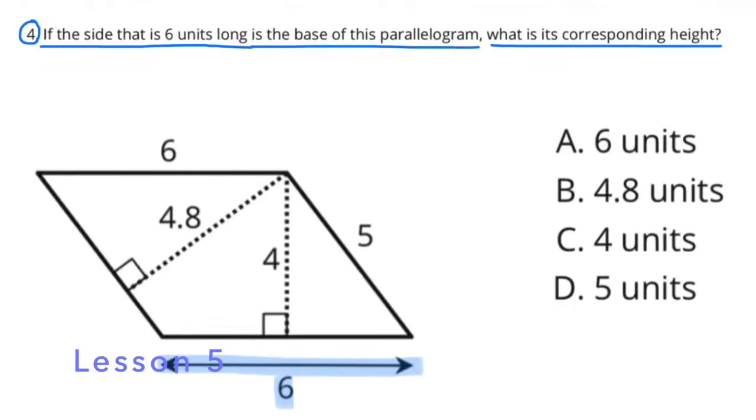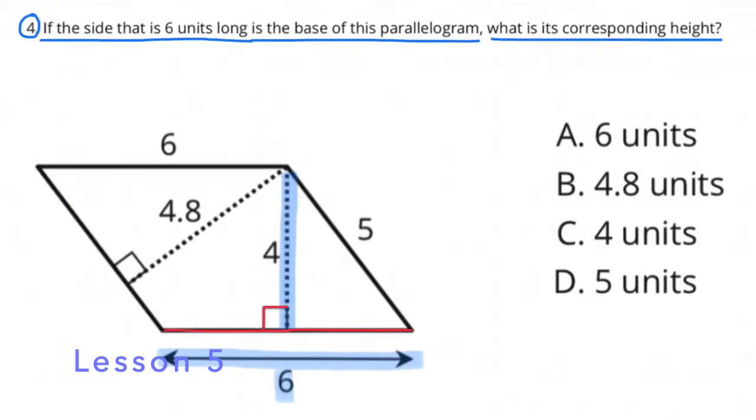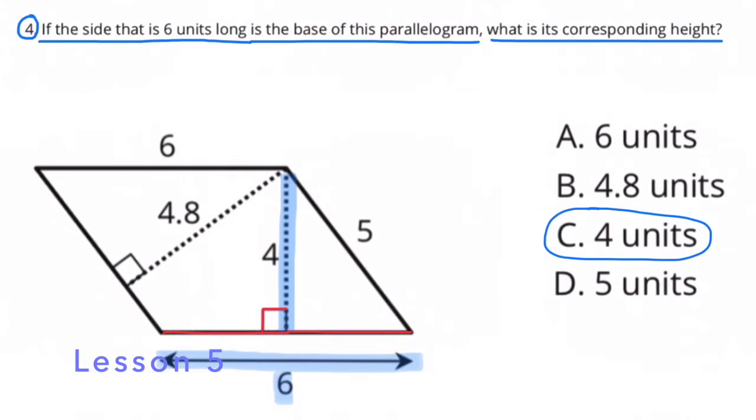Number 4. If the side that is 6 units long is the base of this parallelogram, what is its corresponding height? I've highlighted its base in blue, and the corresponding height is going to be at a 90-degree angle in comparison to its base. Since this makes a 90-degree angle corresponding to the base, I would select C, 4 units.